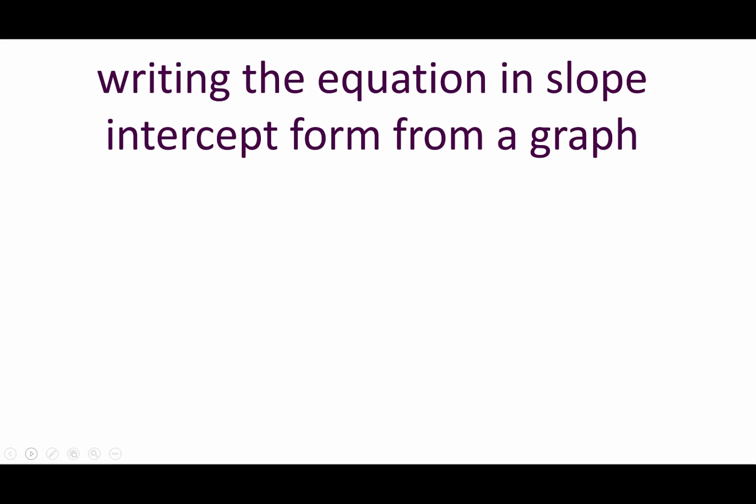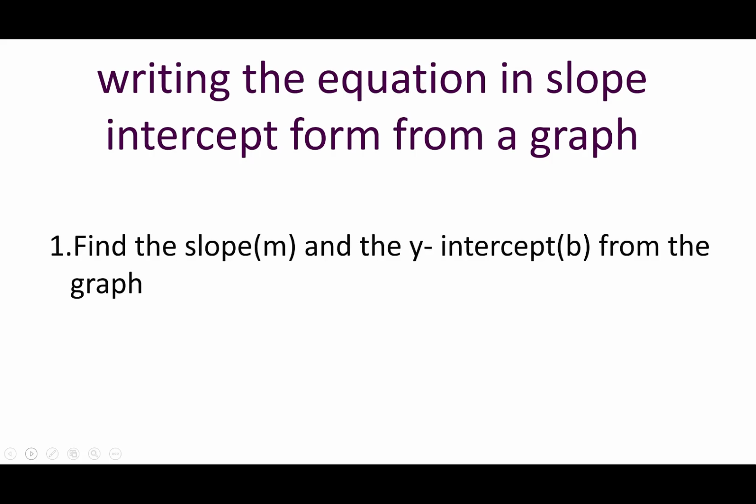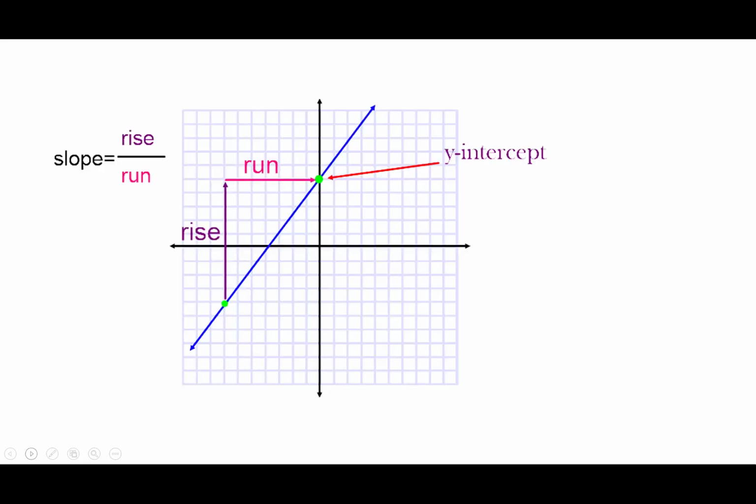All right, so now what if we have a graph? Can I still write this equation in slope-intercept form? The answer is yes. Okay, I'm going to find the slope and the y-intercept. I can find both those things from the graph, which we have done before. And then I can plug it into slope-intercept form. So remember, we find slope by doing the rise over the run, and the y-intercept is the point where we cross the y-axis.